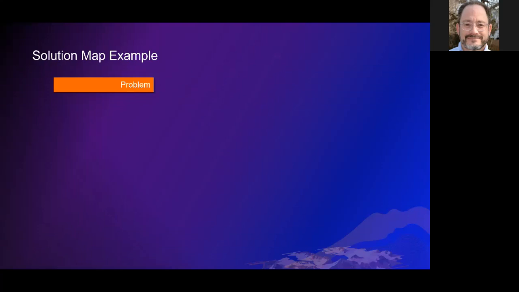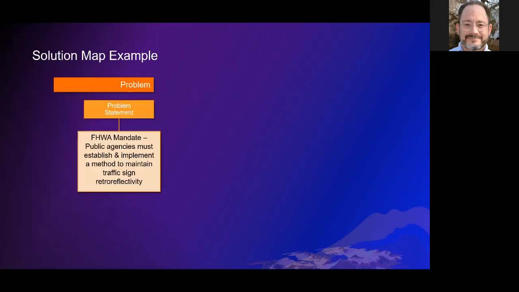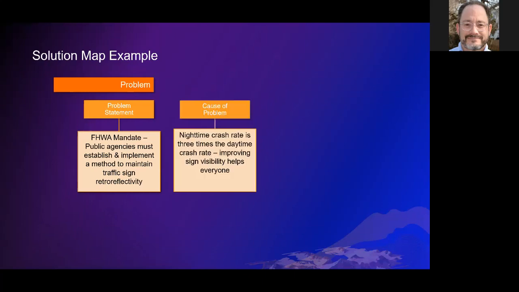So the first slide is all about stating the problem. I'll go with a problem driven by a Federal Highway Administration mandate that came out several years ago that said that public agencies must establish and implement a method to maintain traffic sign retroreflectivity. So that's the problem statement. The cause of the problem is that the nighttime crash rate is 3 times the daytime crash rate. So if we improve sign visibility, it helps everybody.